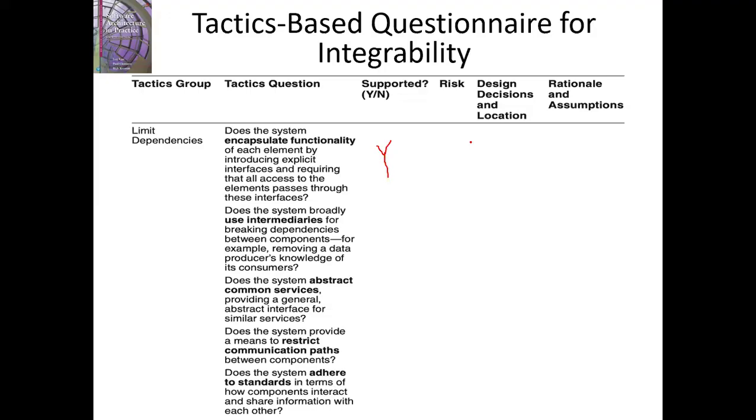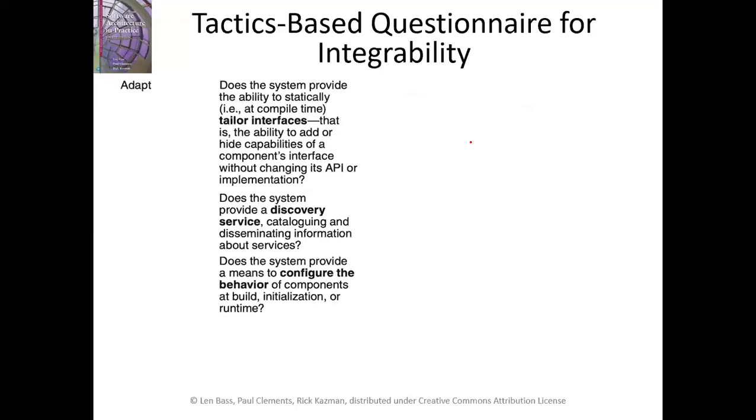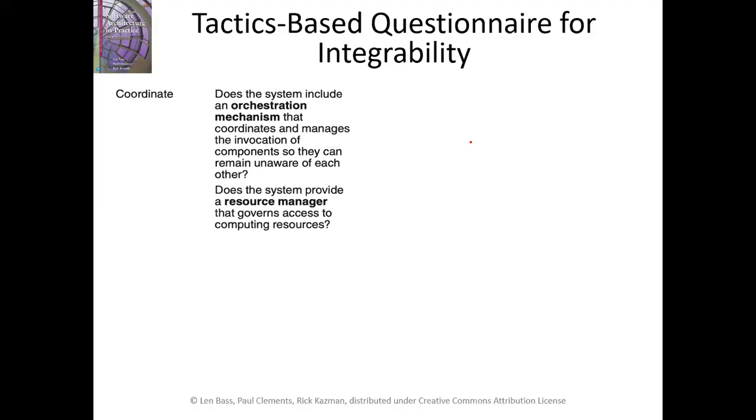Does the system provide a means to restrict communication paths? So, are there ways to restrict communication paths to ensure that communication only goes through a specific path? Okay, so we don't need to sit here. Let's just continue. These are the questionnaires. You can easily understand this by reading them.